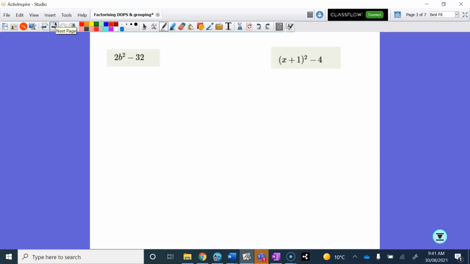The basic idea is if there are two terms in this expression and there's a minus in there somewhere, start thinking it's probably going to be a factorising using a difference of perfect squares.